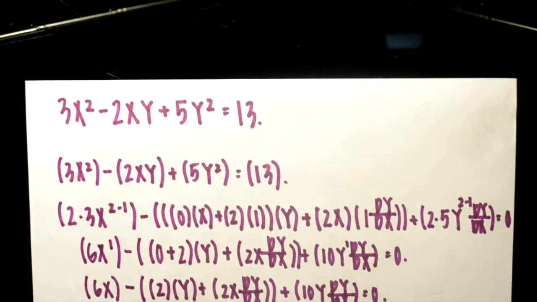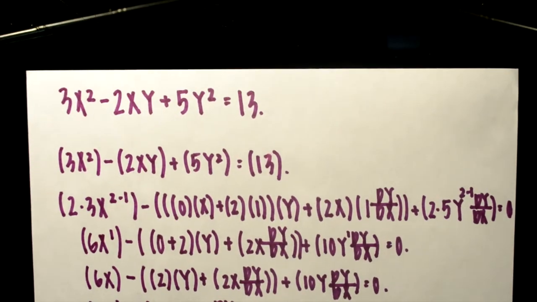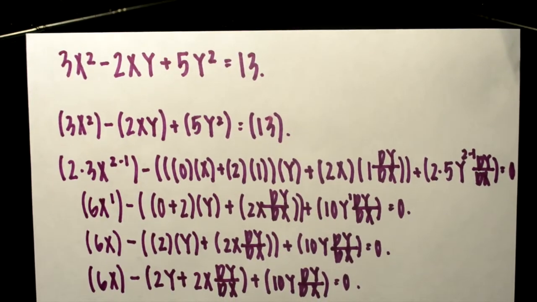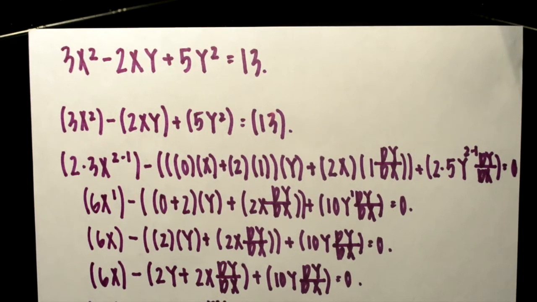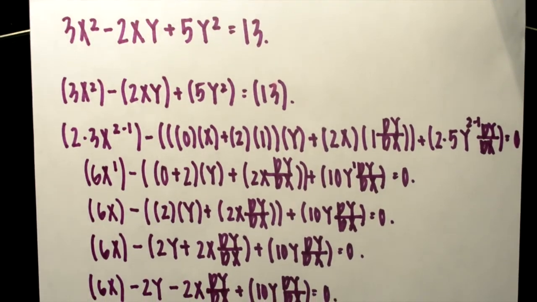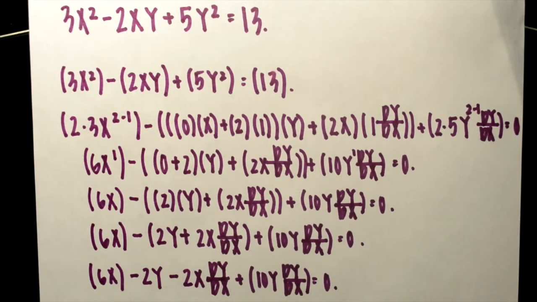Now, of course, we're simplifying, and simplifying even more. And now, of course, we distribute the negative 1 to the 2y and 2x dy dx, so that becomes a negative 2y minus 2x dy dx.